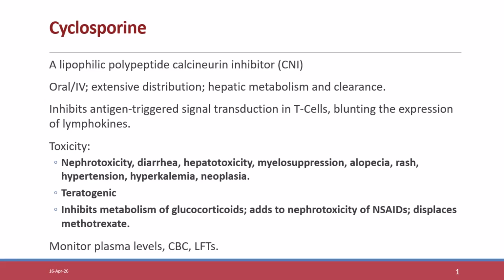Because cyclosporin also has extensive hepatic metabolism and many drug interactions, monitoring is essential. The major clinical message is that cyclosporin remains highly effective, but compared with tacrolimus it is less preferred in many modern regimens because of lower efficacy and a less favorable adverse effect pattern.